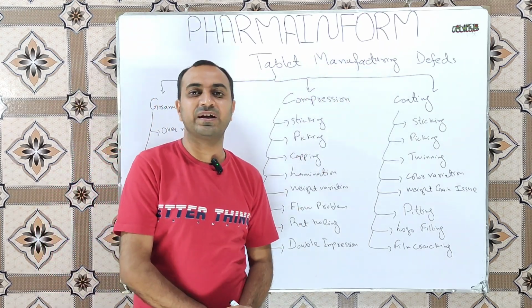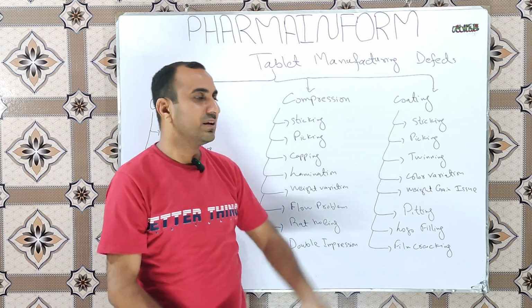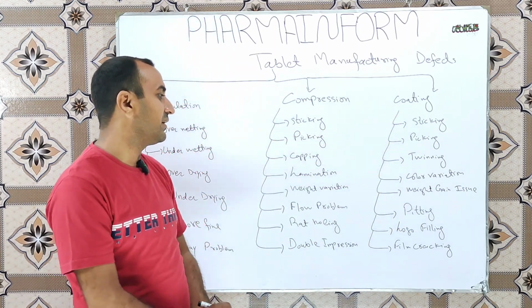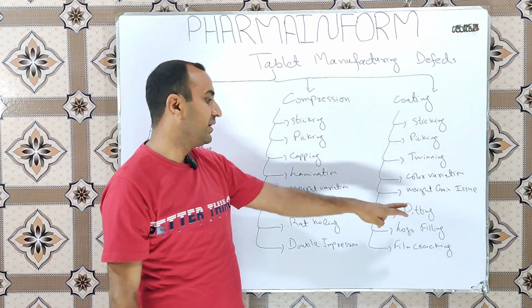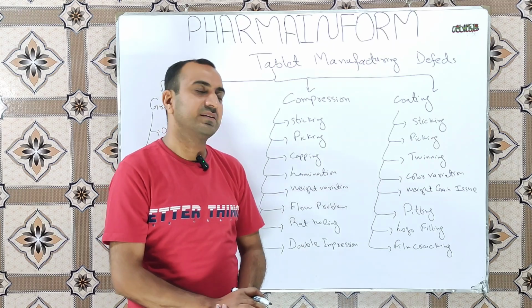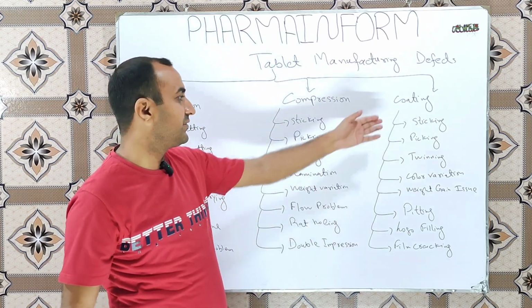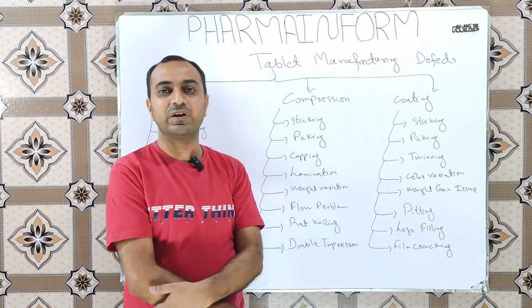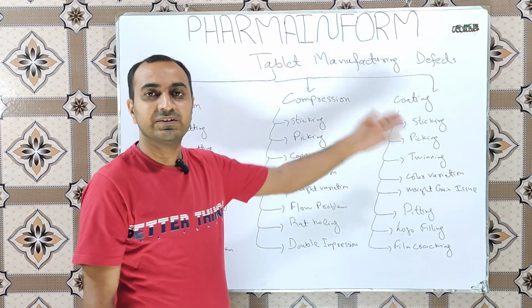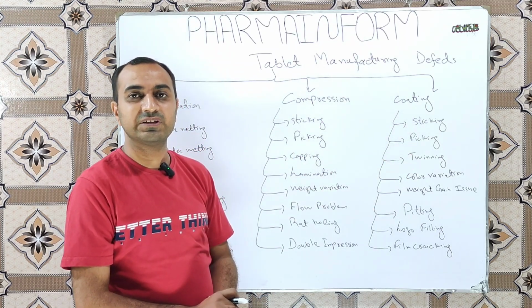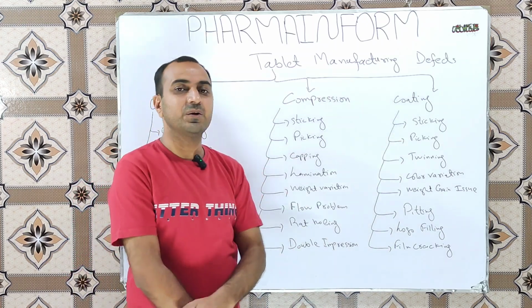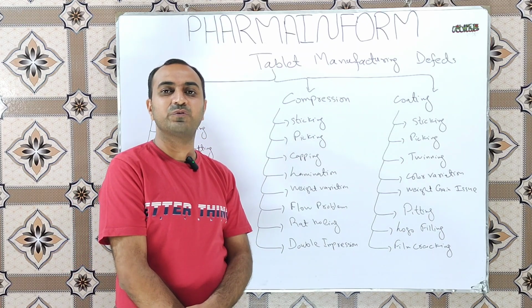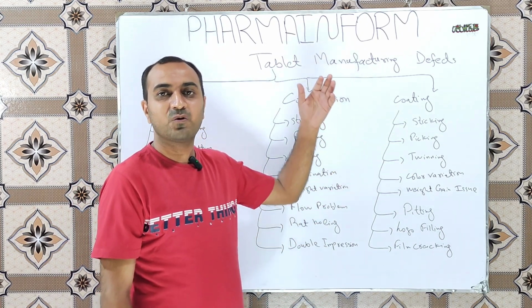Next one is the defects related to the tablet coating. These are the sticking, picking, twinning, color variation, weight gain problems, pitting, logo filling, and the film cracking. What is the sticking? Sticking is the tablet coating defect where a portion of the film is taken up by the other tablet when they come in contact with each other. And what is the picking? Picking is the defect where a portion of the film is taken up by the coating pan.